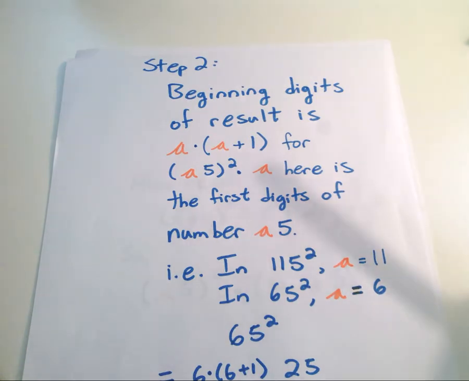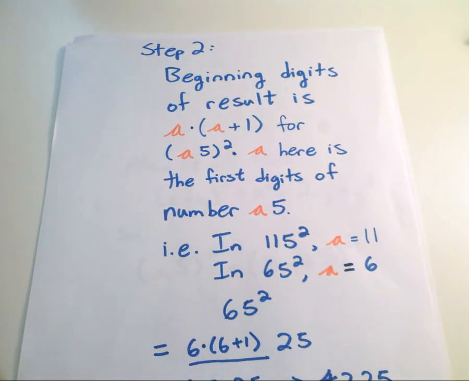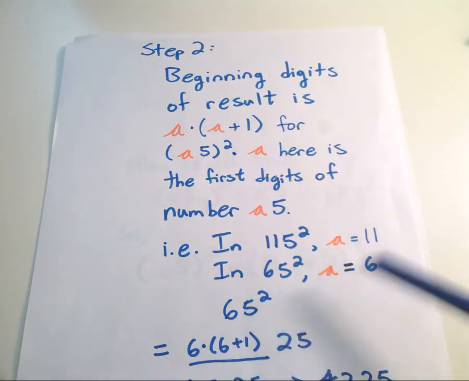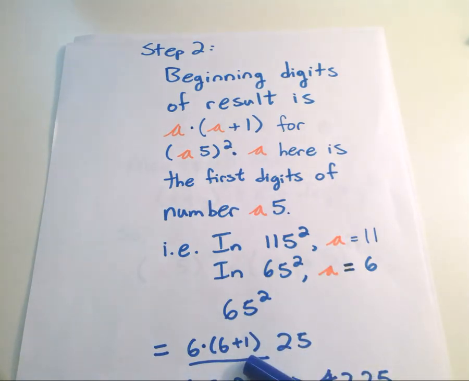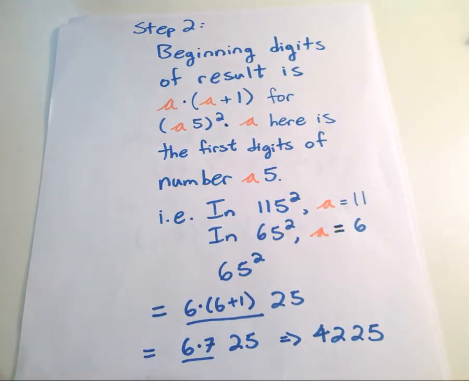So, using this rule above here, it says the beginning digits is a times a plus 1. So for 65 squared, a is 6. So the beginning digits is 6 times 6 plus 1. Simplifying a little more, we can note that 6 plus 1 is 7. So we have 6 times 7. And so we know that 6 times 7 is 42. And so the final answer is 4225, or 4,225.